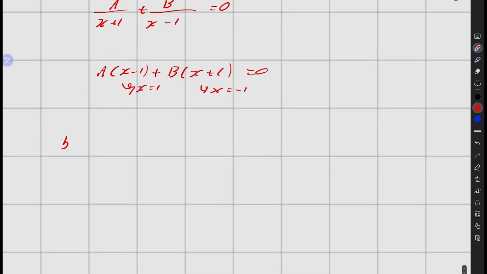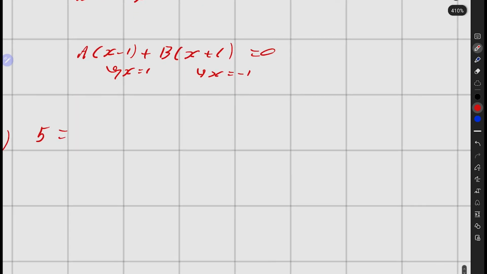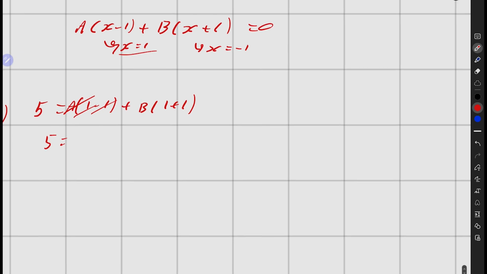Put the numerator in. For our first equation, 5 equals, we're going to substitute both x values in, and solve for a and b. 5 equals this, put x equals 1 in: a multiplied by 1 minus 1 plus b multiplied by 1 plus 1. 5 equals, a is going to go to 0, 1 minus 1 is 0, multiplied by a is 0, so that doesn't count. 5 equals 1 plus 1, 2 times b, 2b. b is going to be equal to 5 divided by 2 when we're dividing by both sides.